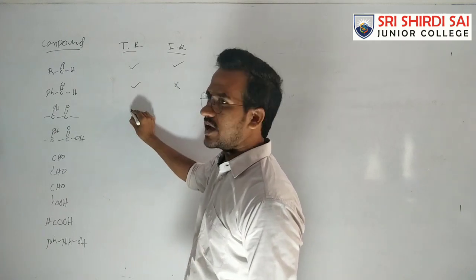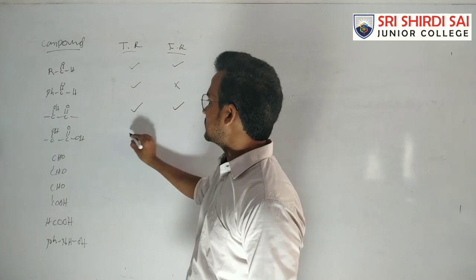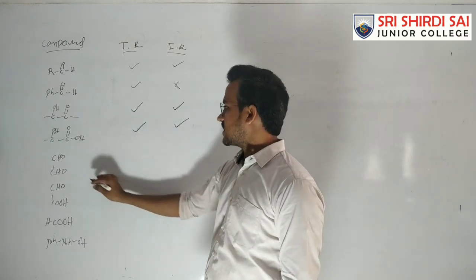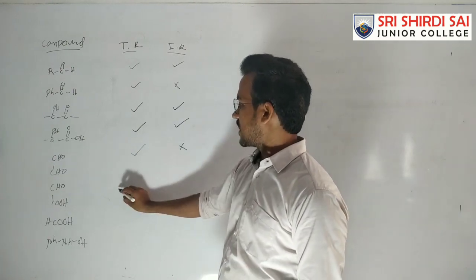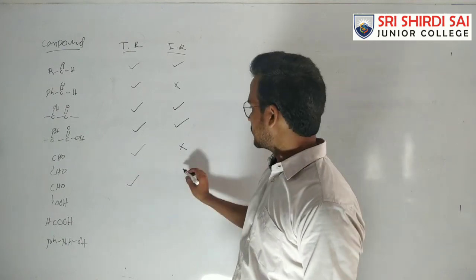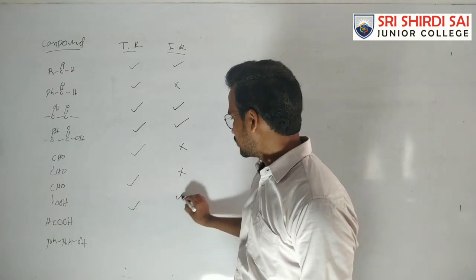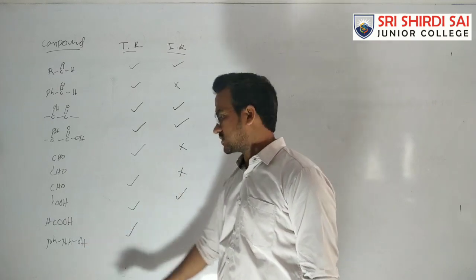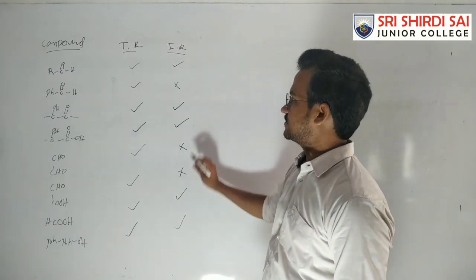An alpha hydroxy ketone reacts with Tollens reagent as well as Fehling's reagent. An alpha hydroxy acid also reacts with both. And this is glyoxal. Glyoxal reacts with Tollens reagent but not Fehling's reagent. Glyoxylic acid also reacts with Tollens reagent but not with Fehling's reagent. Formic acid reacts with both, and hydroxylamine reacts with both. So there are some exceptions.